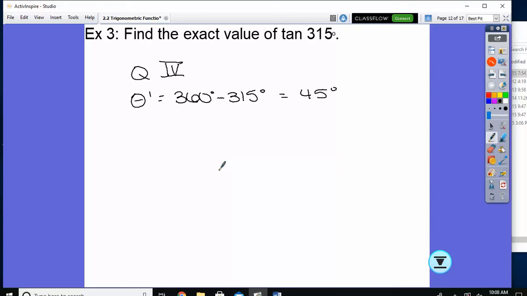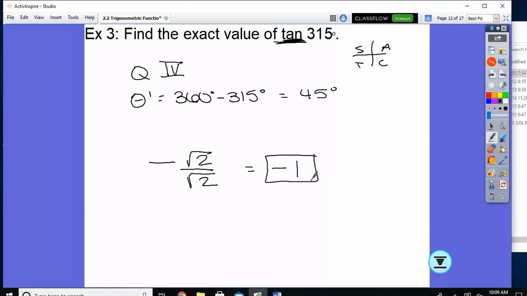So then, quadrant 4. All students take calculus. We're talking about tangent. In quadrant 4, cosine is positive, so tangent would be negative. Then I have to do the tangent of 45. So remember, our trick for tangent was square root over square root. So if you fold in your 45, how many fingers above? How many fingers below? 2. So we get negative 1 for the answer.